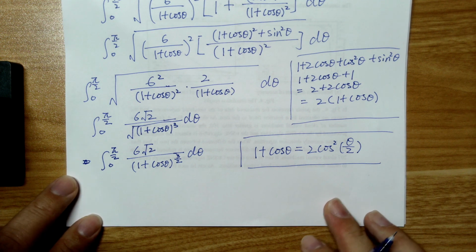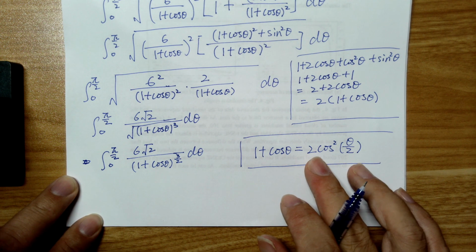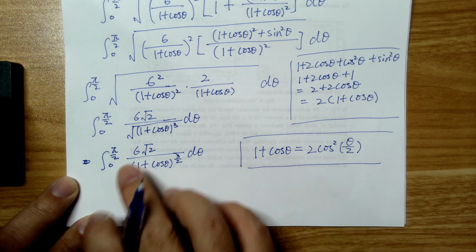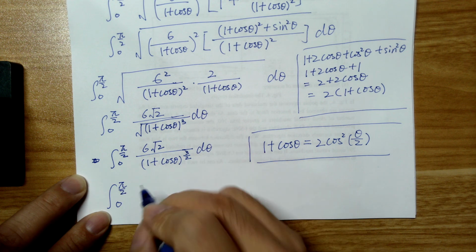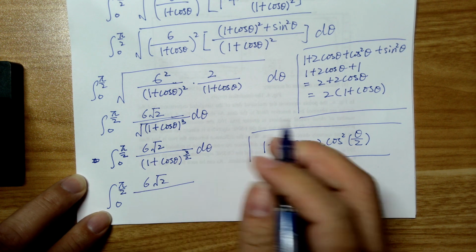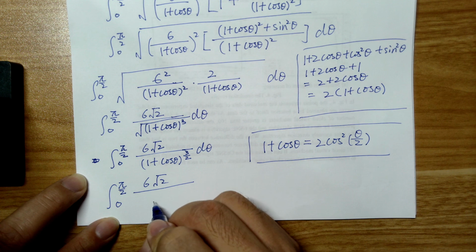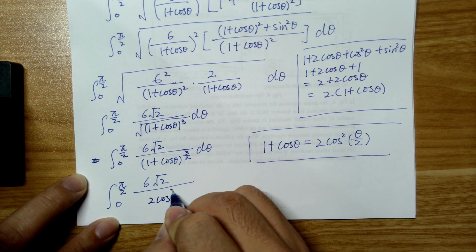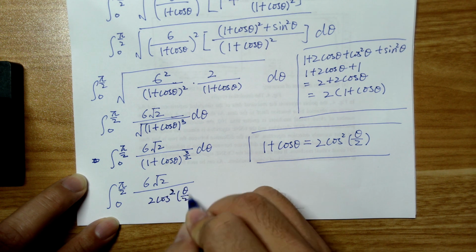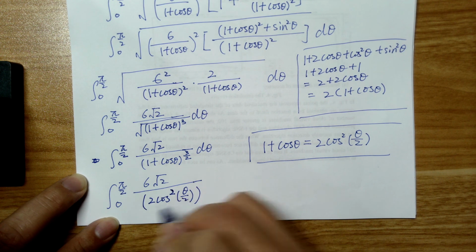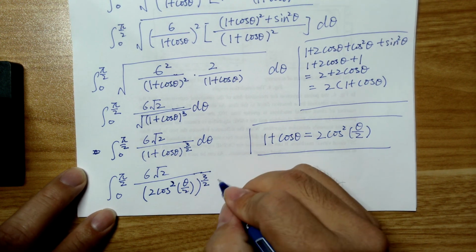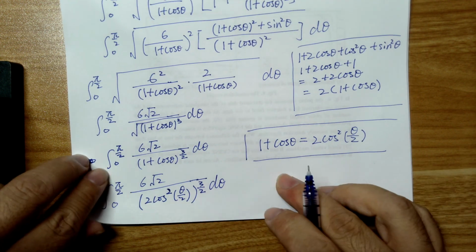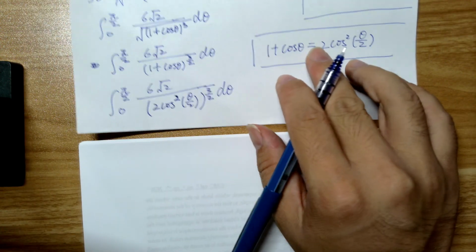Okay. So right now, if we apply this trig identity here, what we get is, from 0 to pi over 2, 6 square root of 2 over 2 cosine squared theta over 2, and then to the power of 3/2. Okay, and then d theta. Okay, so this is what we got so far. Let's use a new page to continue.